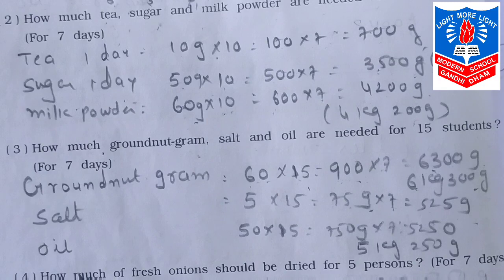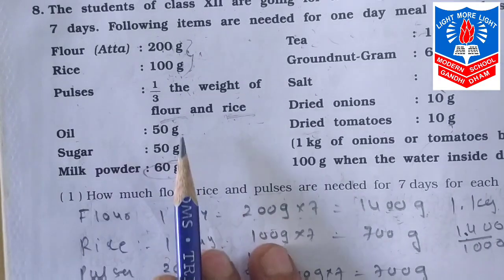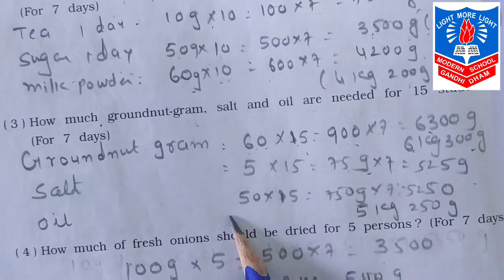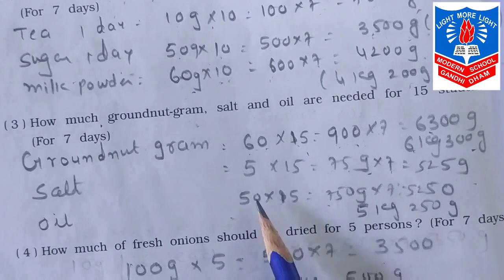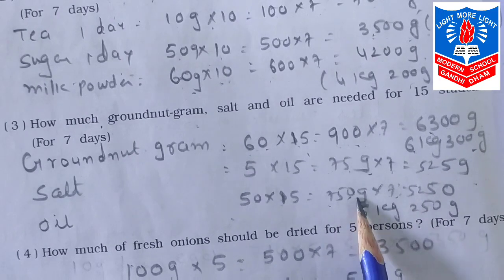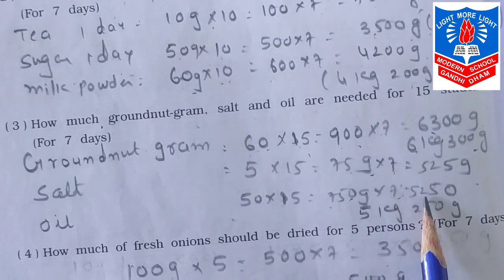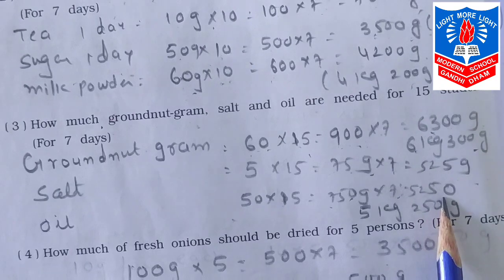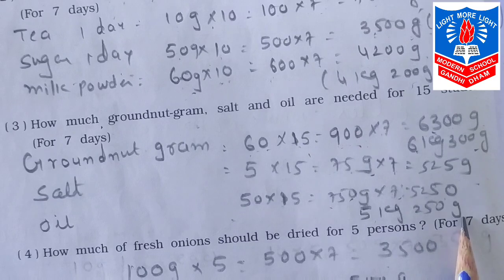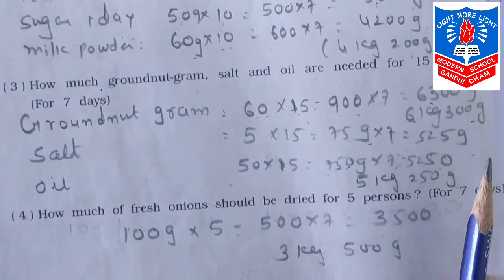Oil, that is 50 gram. See your question. Oil 50 gram for each student. So 15 students how much? 15 5s are 75 and 1 0 into 7. 750 into 7 is equal to 5250 gram. We convert into kg, that is 5 kg and 250 gram, that is our answer.